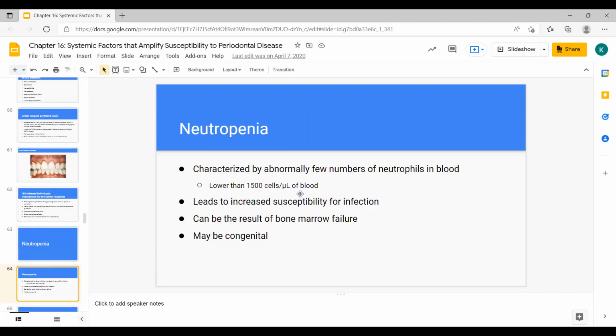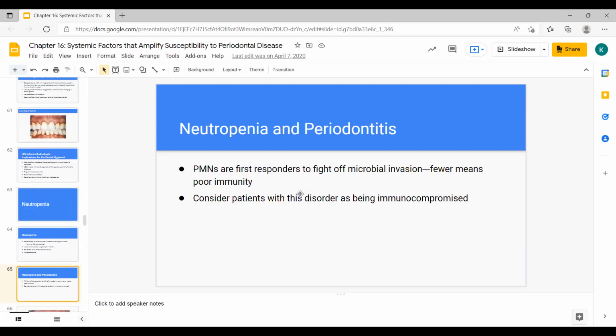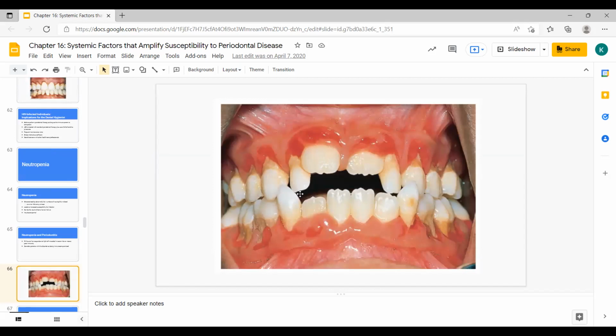Alrighty, neutropenia is characterized by abnormally few numbers of neutrophils in the blood, lower than 1,500 cells per microliter of blood. Leads to increased susceptibility for infection, can be a result of bone marrow failure, may be congenital. PMNs are the first responders to fight off the microbial invasion. Fewer means a poor immune response. Consider patients with neutropenia as being immunocompromised.